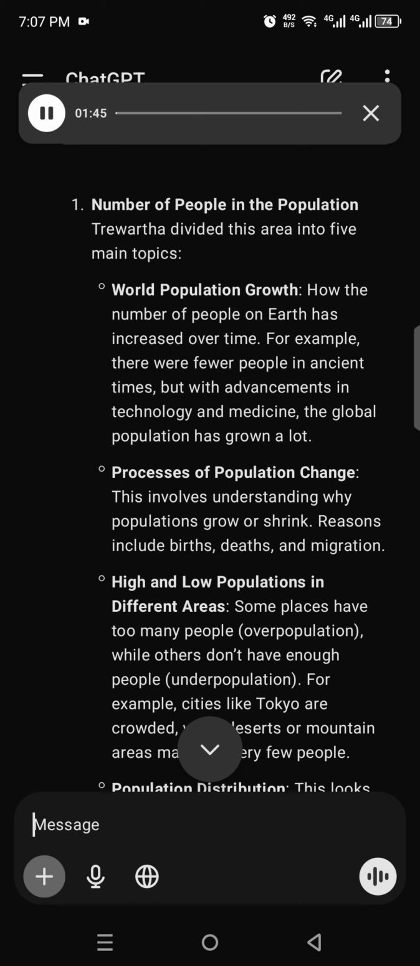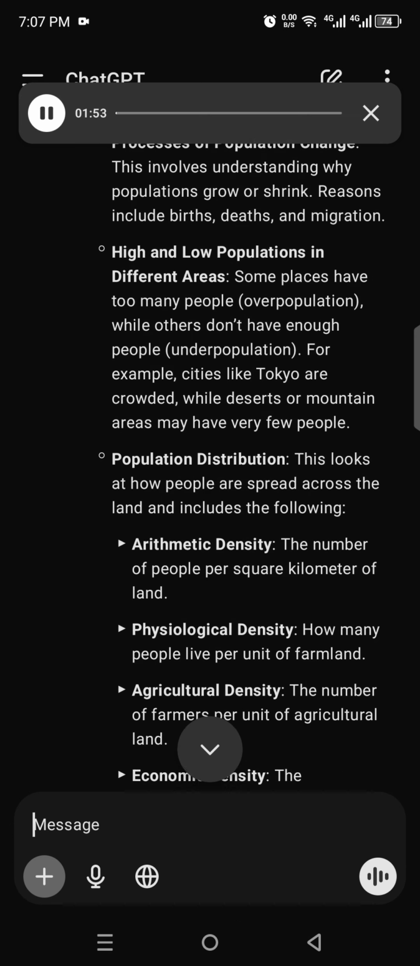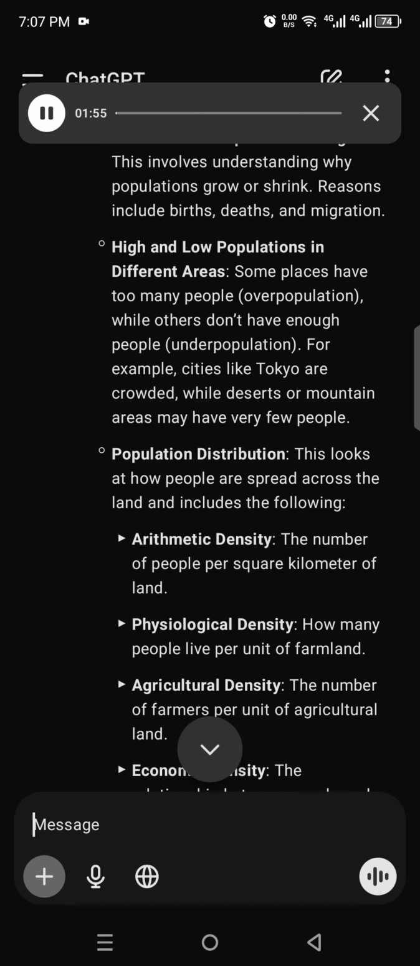Processes of population change. This involves understanding why populations grow or shrink. Reasons include births, deaths, and migration. High and low populations in different areas. Some places have too many people, overpopulation, while others don't have enough people, underpopulation. For example, cities like Tokyo are crowded, while deserts or mountain areas may have very few people.